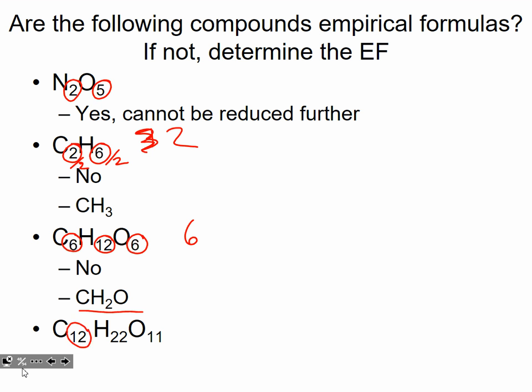With these subscripts 12, 22, and 11, there is no common multiple. Basically because of the 12 and the 11, right? There's no common multiple between 12 and 11. So this actually is an empirical formula because you cannot reduce it down any further.